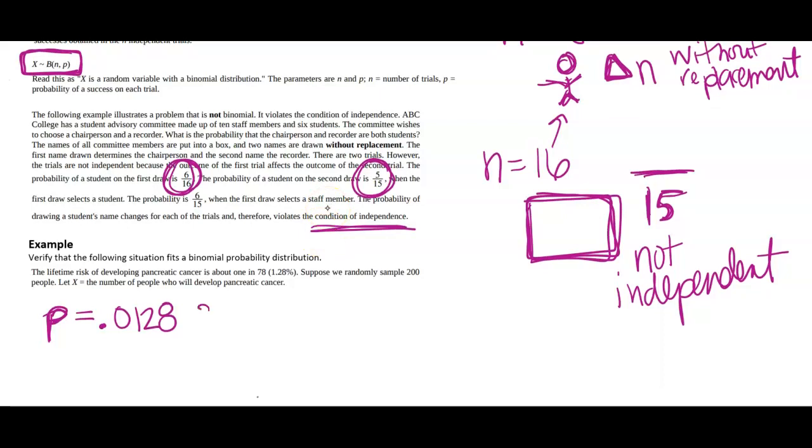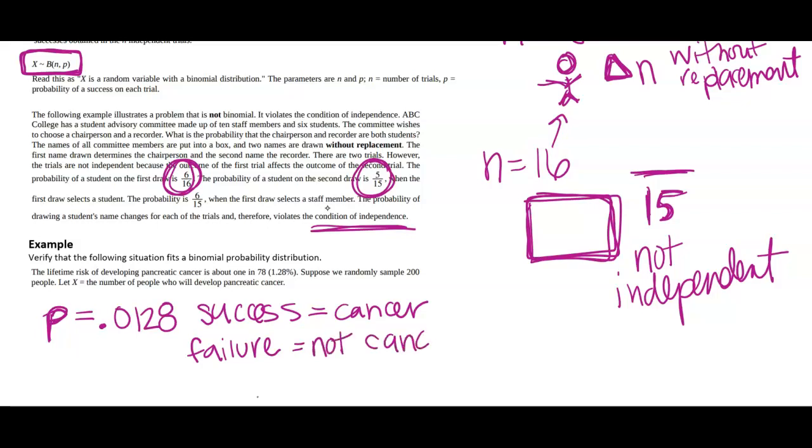I either have success, I should write this, is cancer, and failure is not cancer. Now I know that seems really weird because it's like backwards of what it should be, but that's what we are given here. So the probability of success is cancer, failure not cancer. So that second condition is met here.